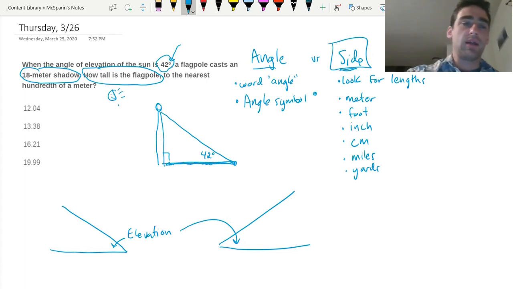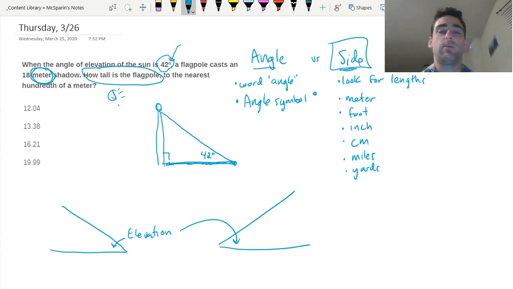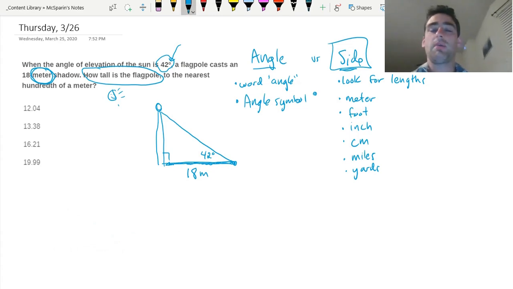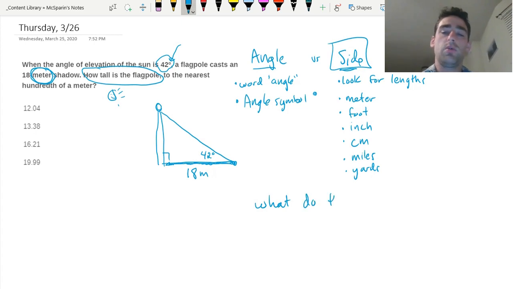So when I look at this word right here, this is 18 meter shadow. So right now I know that I'm looking for a side, or that is going to be one of my sides, and it's going to be this one right here. Now, the other thing, I think that a lot of people got to this spot right here, and they really struggled with where to go next. So I have to be able to answer for myself, what do they want me to find?